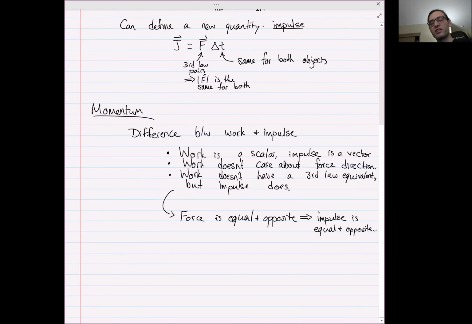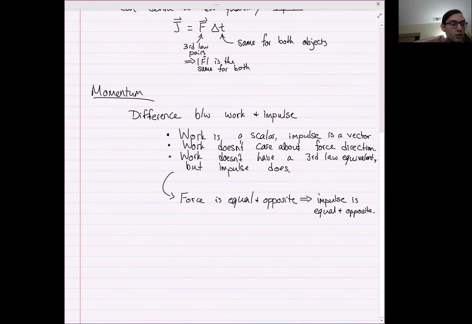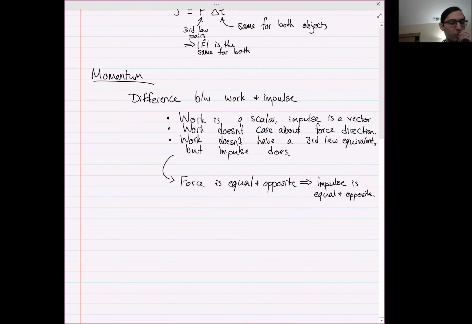So the question then is, okay, we have this thing that has a third law equivalent for two colliding objects: the impulse that one object gives to the other object is the same as the impulse that the second object gives to the first object. So the question is, how do we use it? Well, fortunately, we can use impulse in a similar way to the way that we use work to learn about mechanical energy.